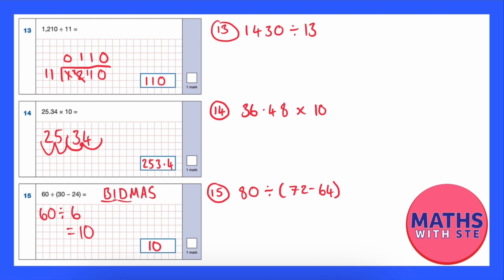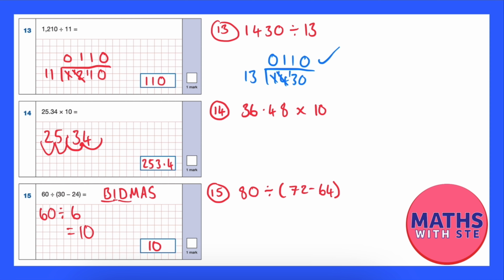Right, okay, so question 13: 1,430 divided by 13. Open your bus stop, 1430. 13 goes into 1 0 times, cross it out, bring over the 1. 13 goes into 14 1 time with 1 left over. 13 goes into 13 1 time, 13 goes into 0 0 times. 110.